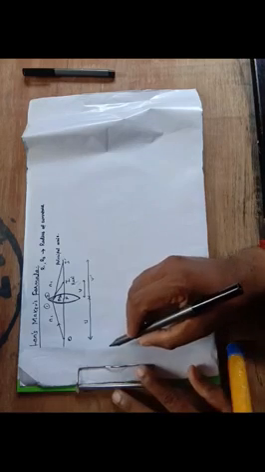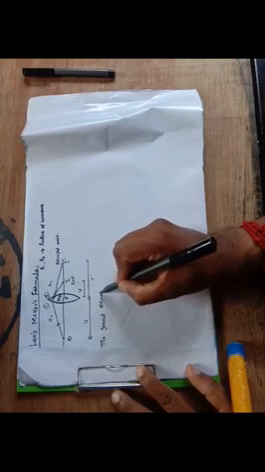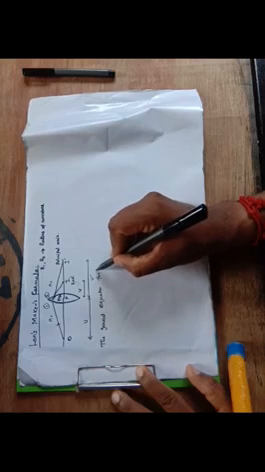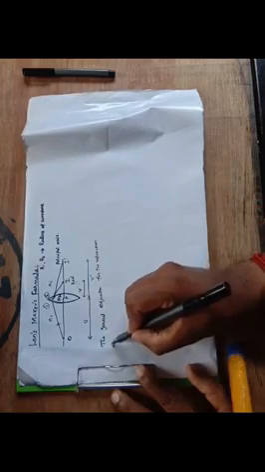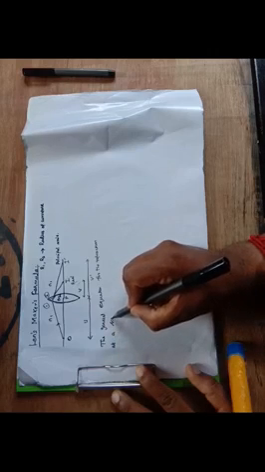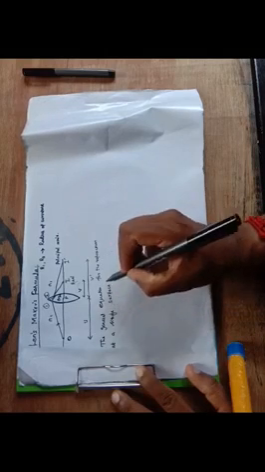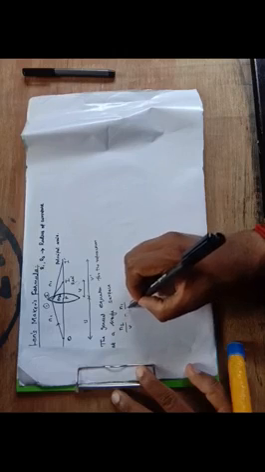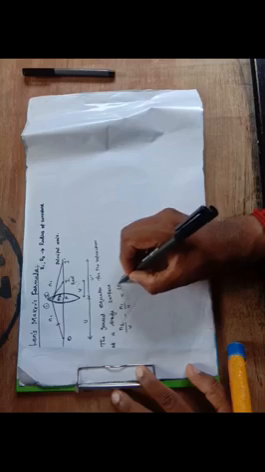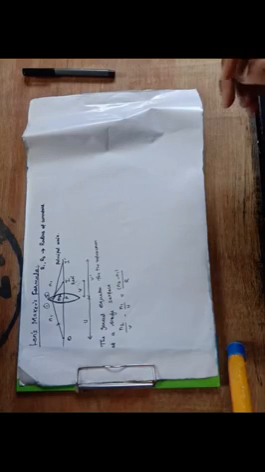So from the diagram, the general equation for refraction at a single surface, which we discussed in the previous video, has the formula: n2 divided by v minus n1 divided by u is equal to n2 minus n1 divided by R.